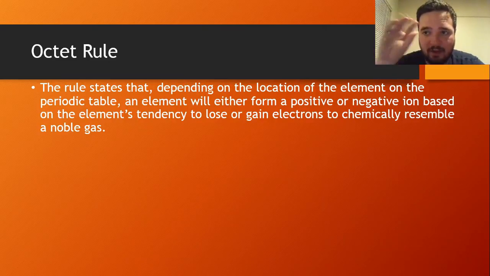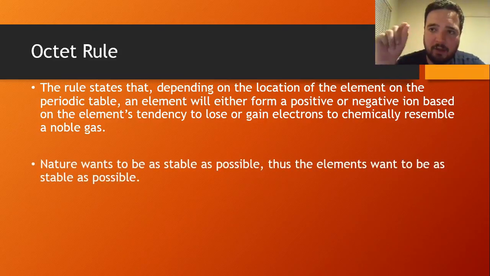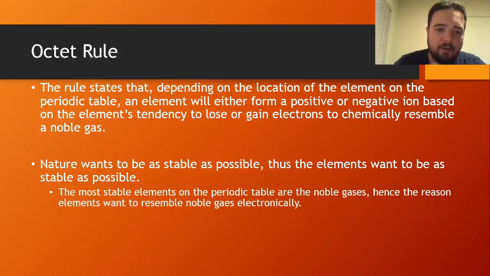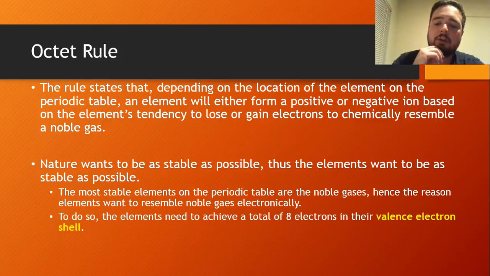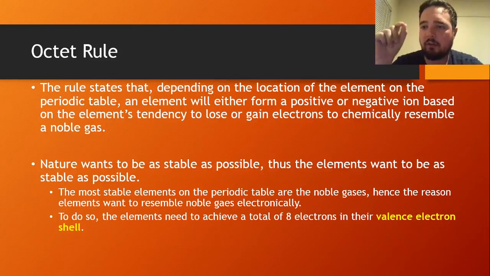They're stable. Everything in nature wants to be stable. So based off of that, since everything in nature wants to be stable, the elements want to be stable. The most stable elements are the noble gases, and that's the reason why elements want to resemble those electronically. To do so, the elements need to achieve what's called 8 electrons in their valence electron shell. The 8 is why this rule is called the octet rule, because oct means 8.